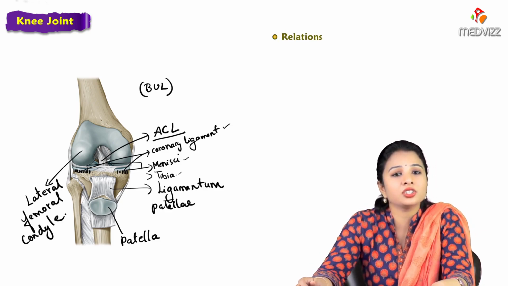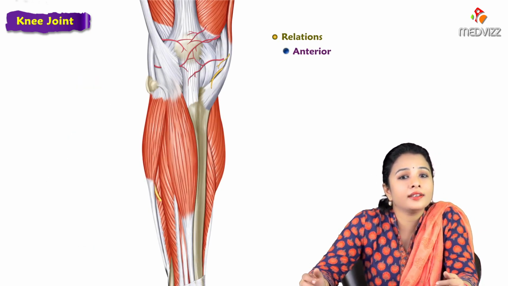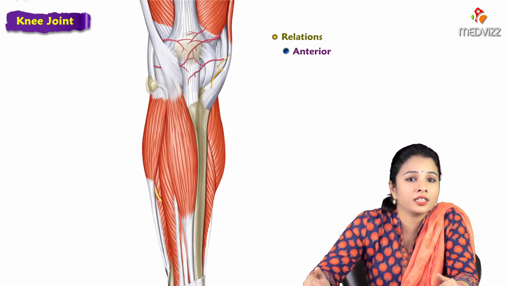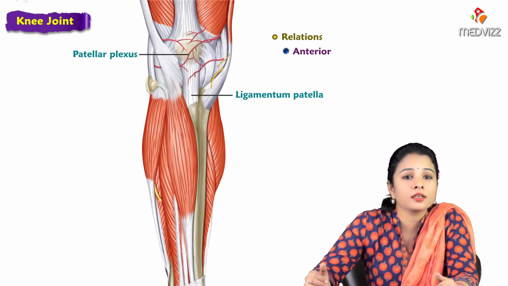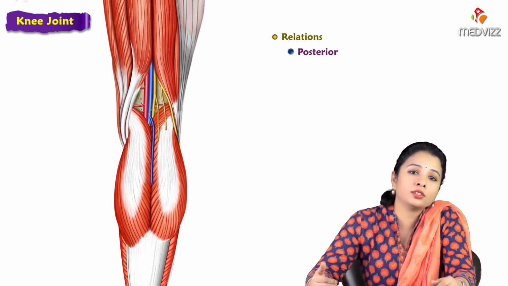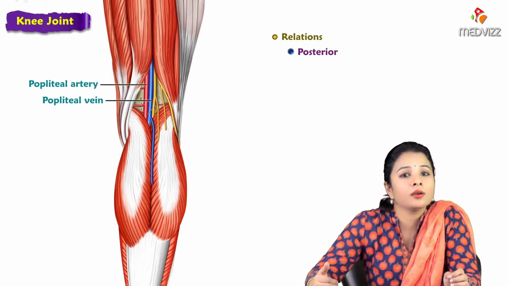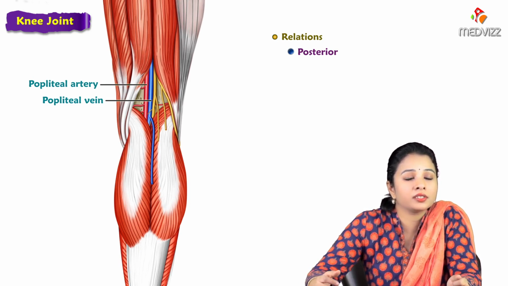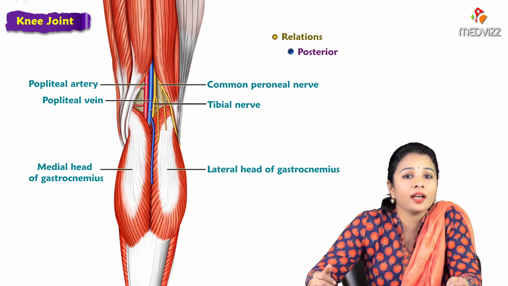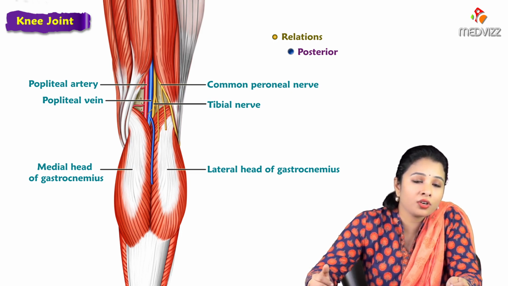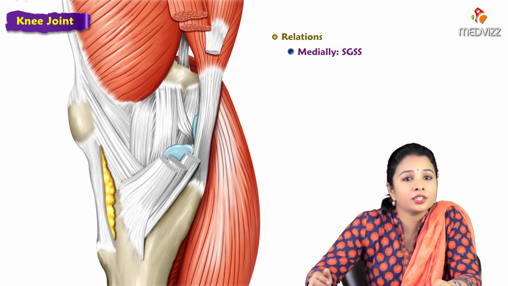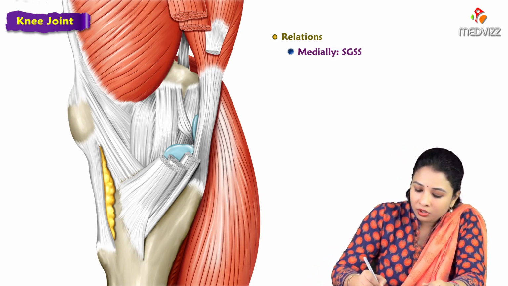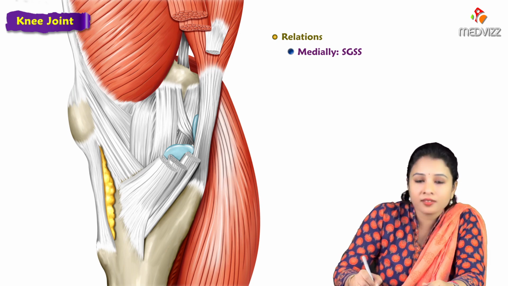Moving on to the relations of the knee joint. Anteriorly, the knee joint is related to the ligamentum patellae and the patellar plexus. Posteriorly, it is related to the popliteal artery and popliteal vein, meaning the popliteal vessels, the tibial and common peroneal nerves, and the medial and lateral heads of gastrocnemius and plantaris.